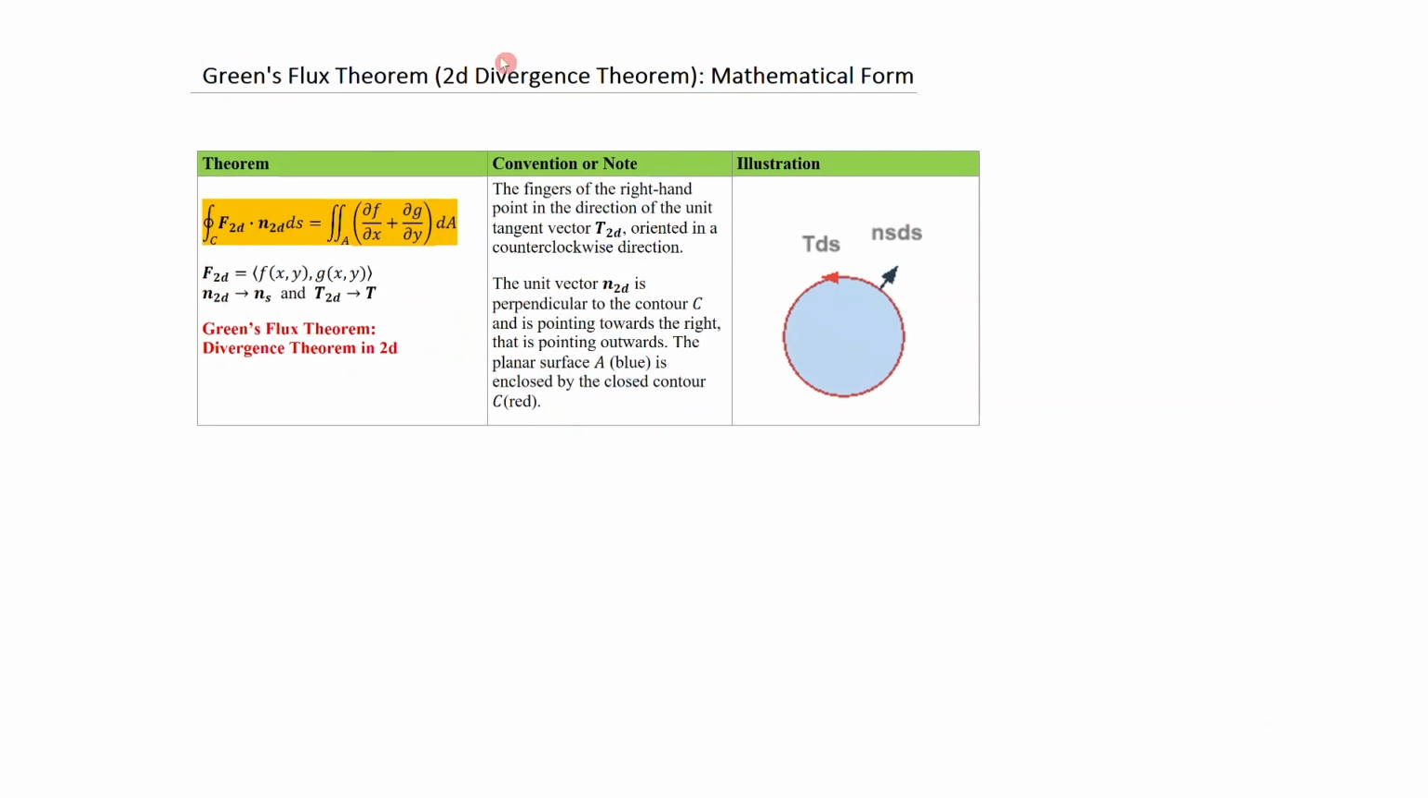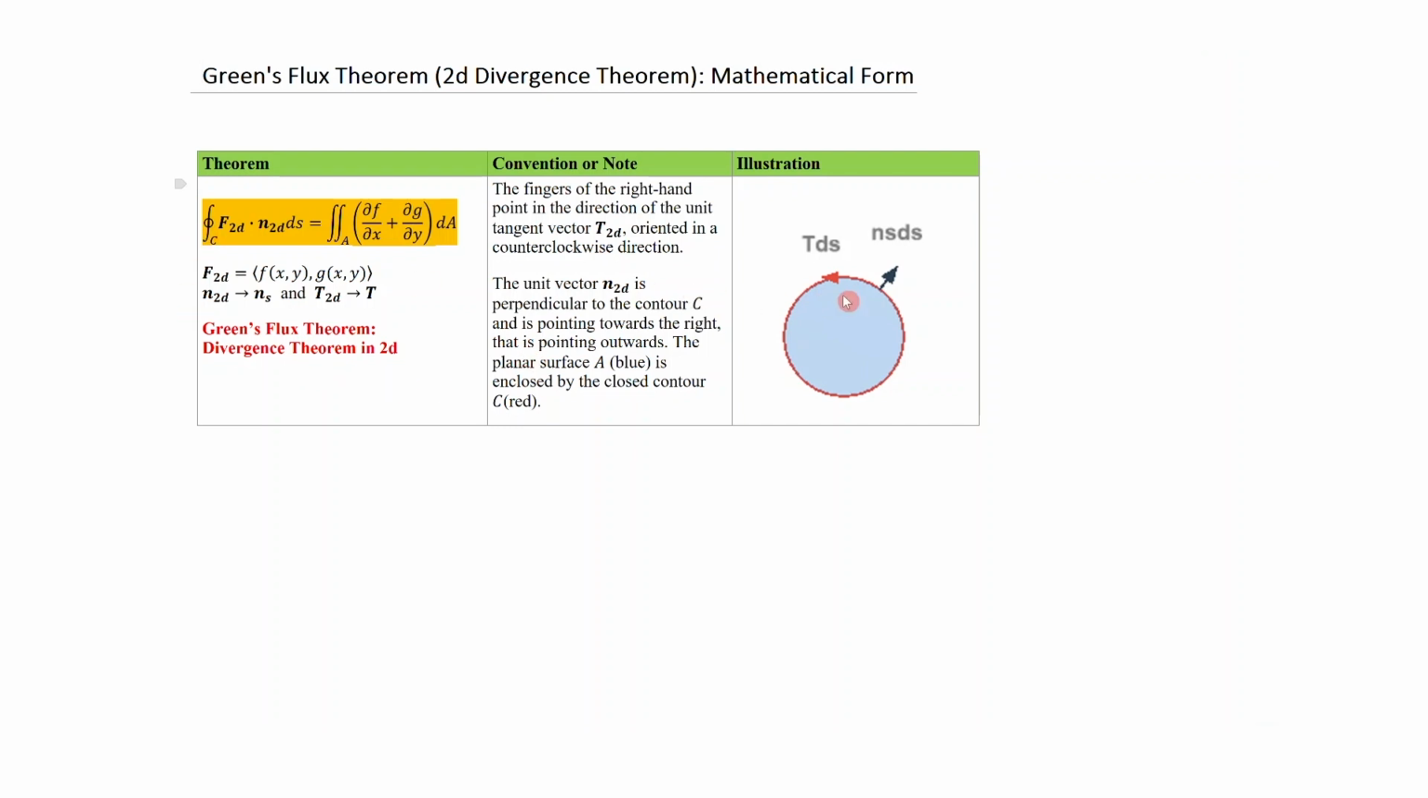We can also look at the 2D version of the divergence theorem, which we call Green's flux theorem. In mathematical form, we're traversing a contour in a counterclockwise direction, which means the normal vector points to your right, pointing outwards from the contour. In 3D, it was pointing outwards from a surface. In 2D, outwards from a closed contour.